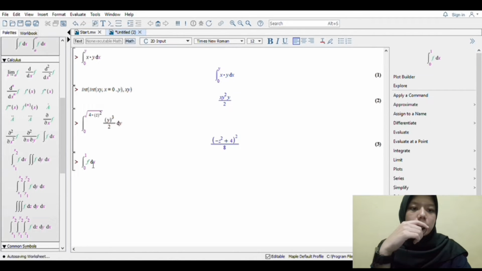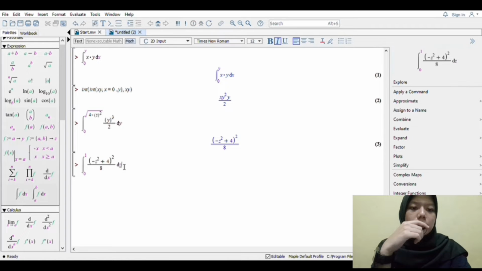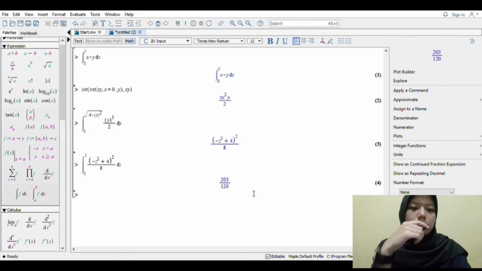For question 1A, I use Maple software. This is the code, and then insert the final step and press enter. We got a final answer of 203.120, same as our manual calculation.